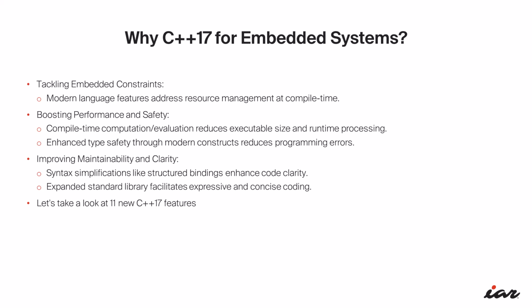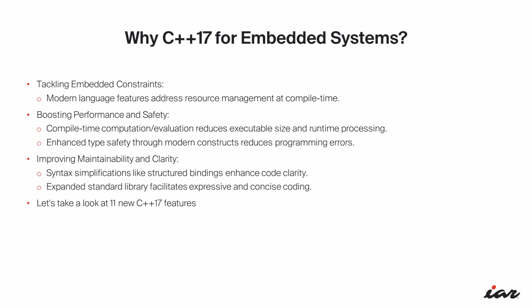So why should you use C++17 for embedded systems? Well, it's tackling embedded constraints. It tries to keep down the number of memory object copies. And it also tries to evaluate as much as possible, providing constructs that can be evaluated at compile time instead of runtime. That leads to boosting performance and safety. The more you can do at compile time, the better it is for both the executable size and the execution speed.